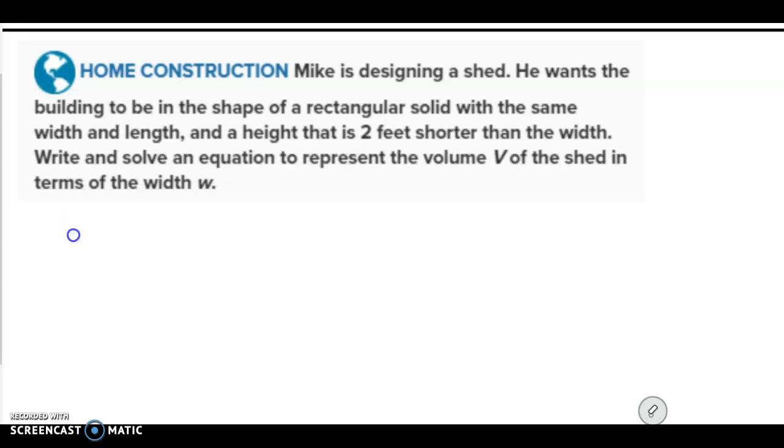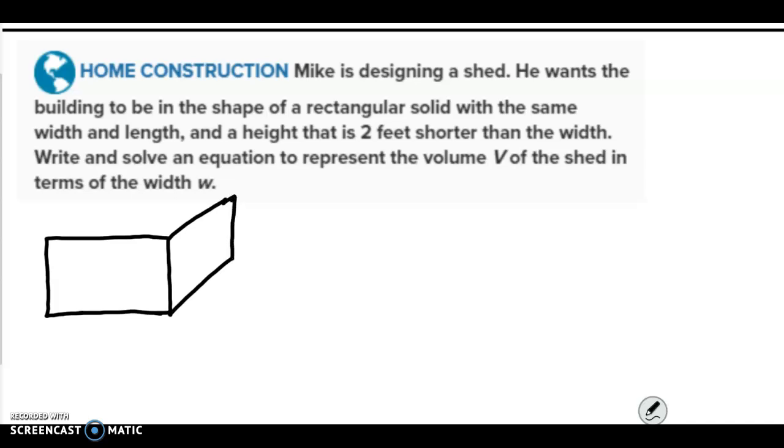actually let's draw this a little bit easier here. So the length and the width are going to be the same, but that height is going to be a little bit less. Okay, so the length and the width, the same. Okay, so this is the rough shape of that shed before probably a roof is being put on. So we've got the length, we've got the width, and we've got the height.